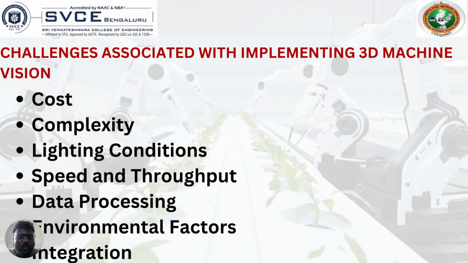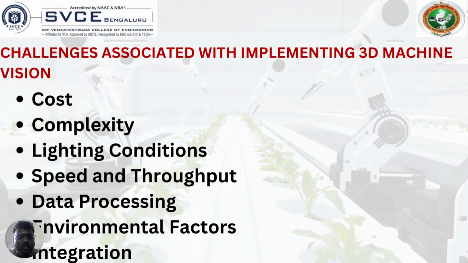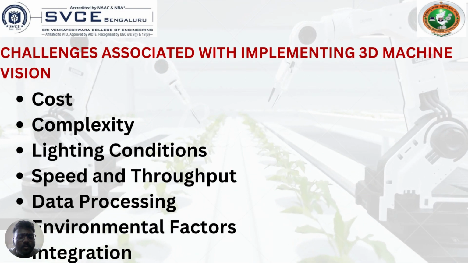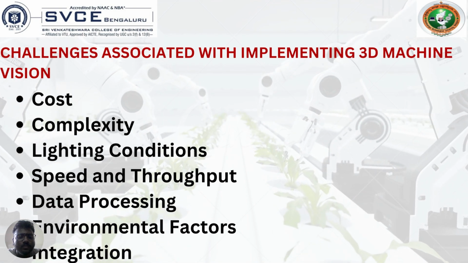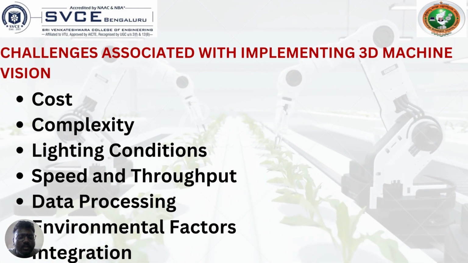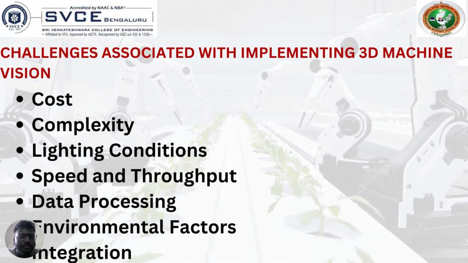and the software and computing hardware can be prohibitive for small companies or others with a limited budget. Complexity: a 3D machine vision system can be complex to set up and operate, and requires specific knowledge and expertise. Proper calibration and alignment of the camera and light system for accurate results can be challenging for non-experts.